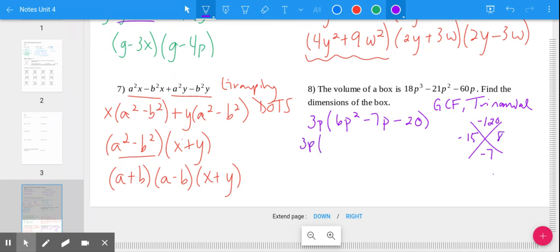So we'll rewrite this as 6p squared minus 15p plus 8p minus 20. And again, notice that this GCF is still hanging out in front. I'm going to bring it down again. Don't forget about it. And now we're going to group. So in our first set, the GCF is going to be 3p. So we're left with 2p minus 5.